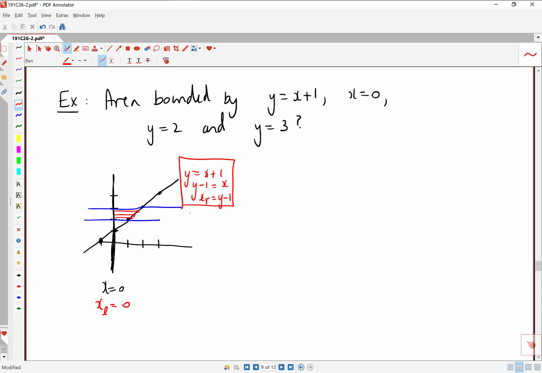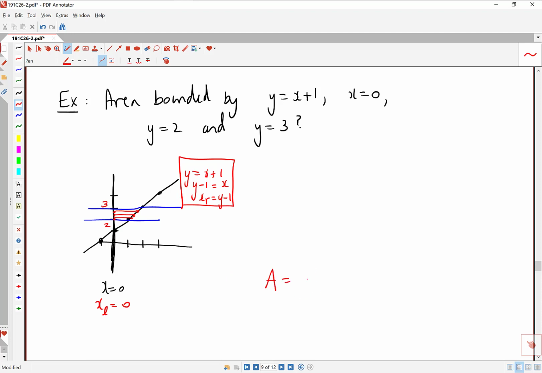So since we're going to be integrating with respect to y, we need both x left and x right to be expressed in terms of y. In other words, solve for x in both equations. And that's what you're going to need to do the integration. Okay, so definitely horizontal slices are the way to go here. x left will be 0 for every horizontal slice, and x right will be y minus 1 for every horizontal slice. We also know what y values we're running through. It's just from 2 to 3 in the y direction. So we're ready to set up our integral.